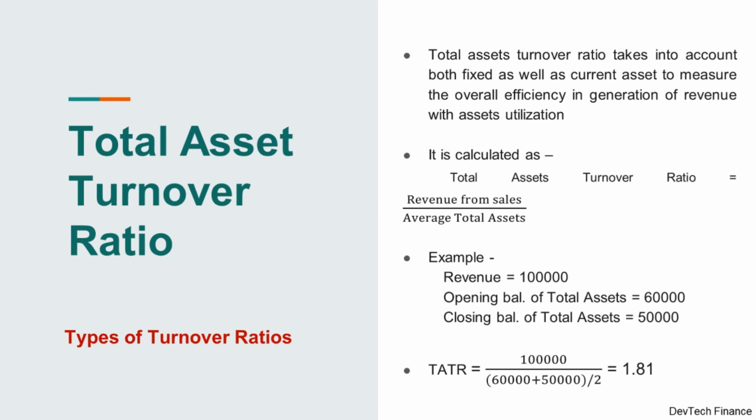So just have a look at the formula of total asset turnover ratio, which is equal to revenue from sales divided by average total assets. And you can see the example says revenue equals 1 lakh, opening balance is 60,000 and closing balance is 50,000. So we came to this figure of 1.81 by putting all the values in the formula.